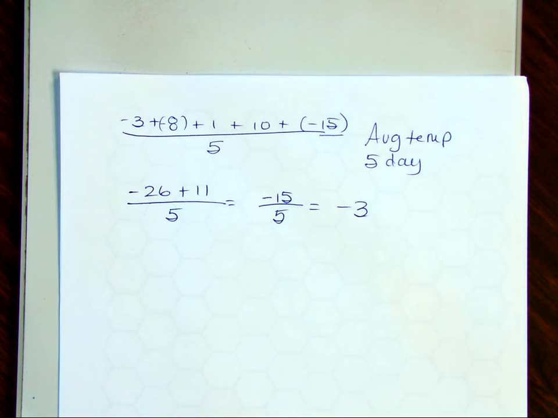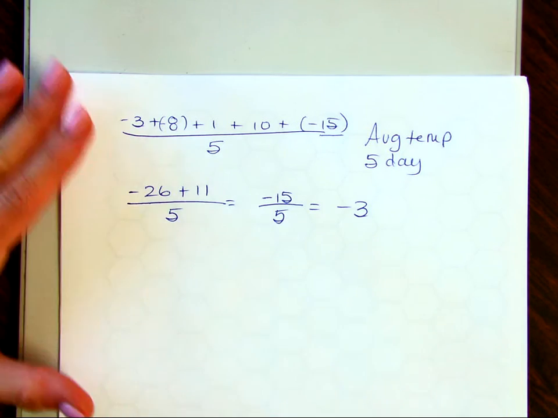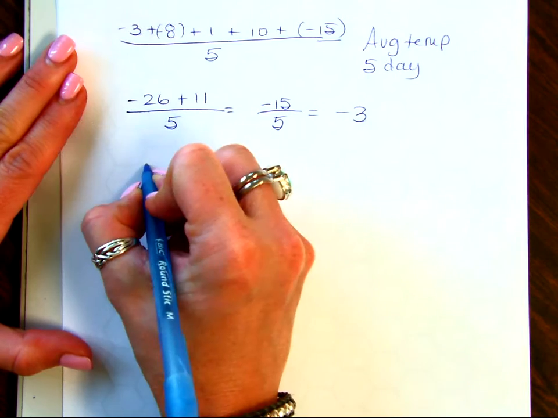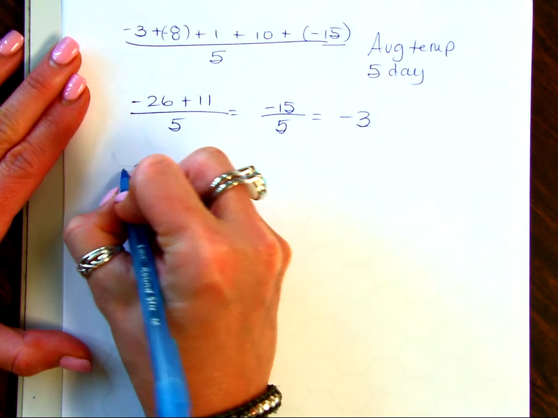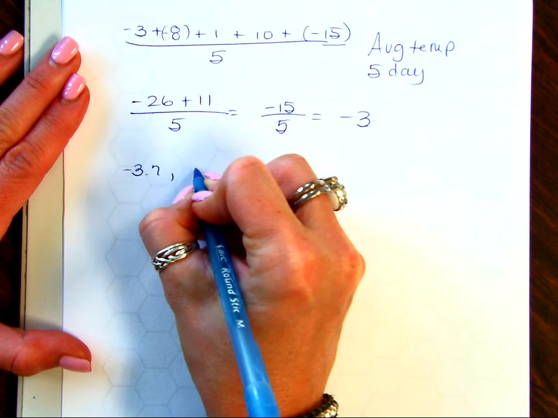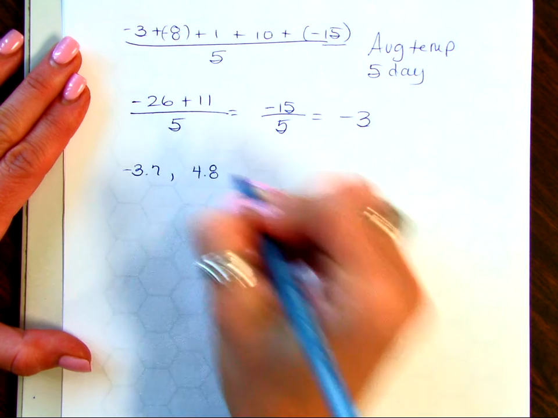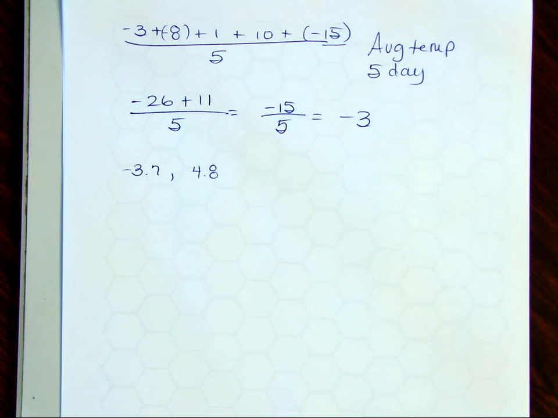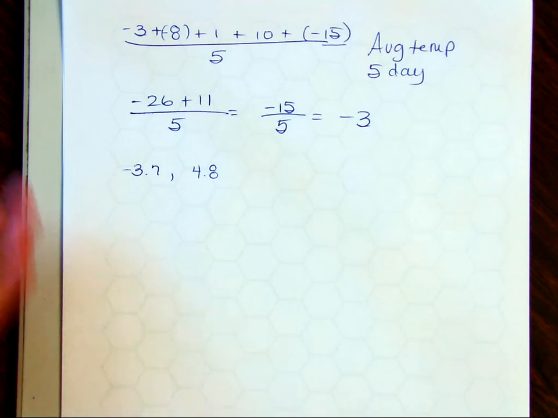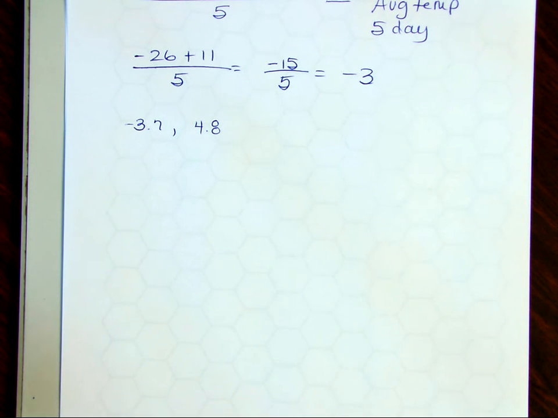So I need you to know how to do those averages. And you know what? I'm going through with some pretty quick, easy numbers, but the temperatures I give you might not be like that. It might be negative 3.7, 4.8, okay, and that's really precise, but you have to be prepared to deal with those decimals as well, okay? Another real world example I want to talk about is golf, okay?